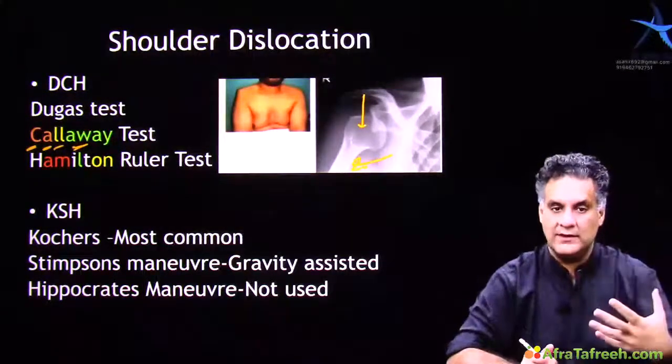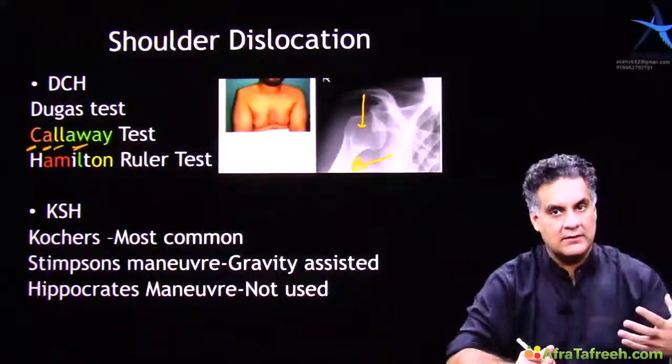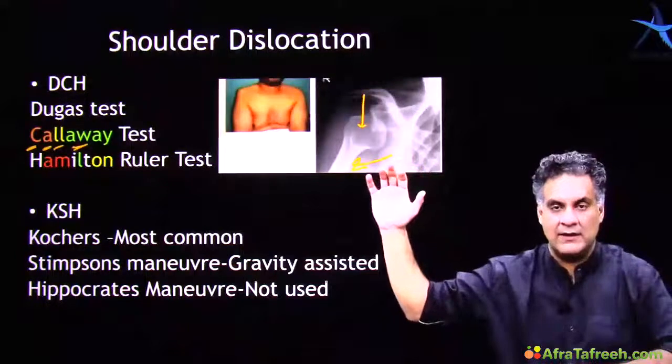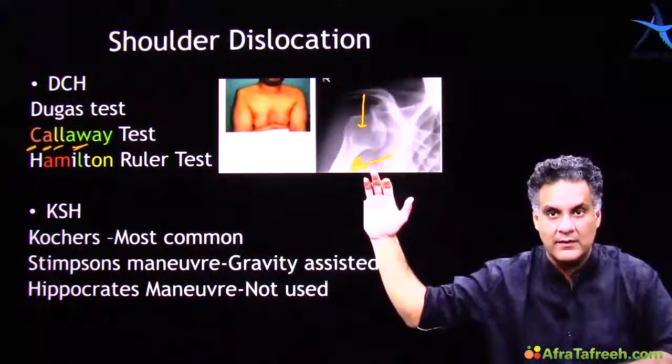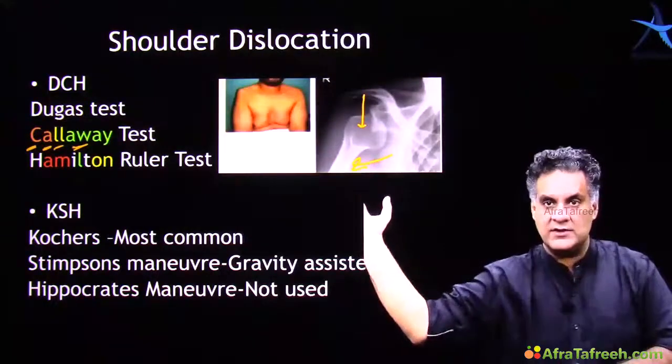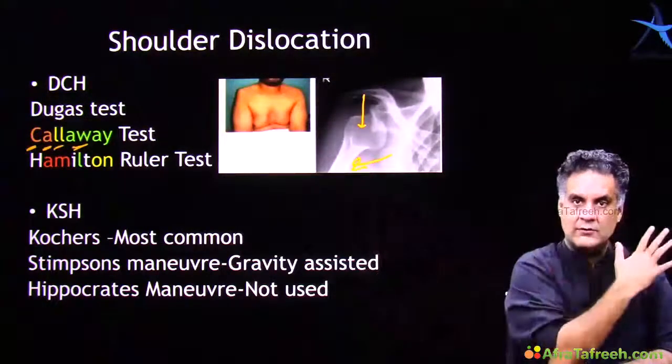And when you want to reduce it, you have Kocher's maneuver. So how do you do that? When the shoulder dislocates, that's the position, abduction, external rotation, that's how it stays. So in Kocher's, you give traction, you increase the external rotation, you adduct it, and you do a medial rotation.